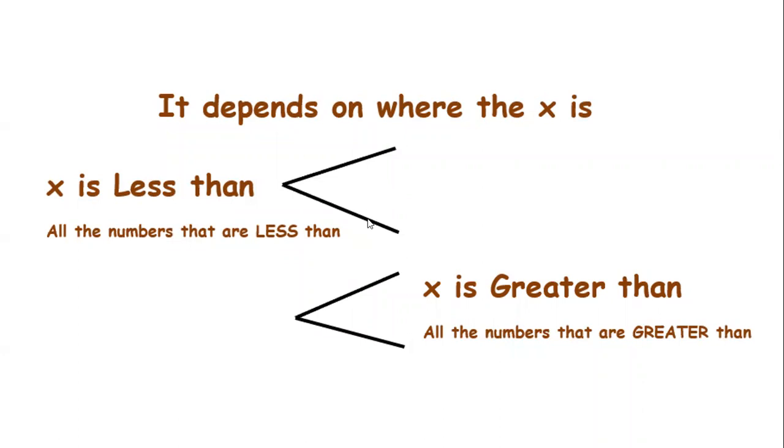Again, you see it is pointing in the opposite direction. It depends on where the X is. X is less than all the numbers that are less than. X is greater than all the numbers that are greater than.